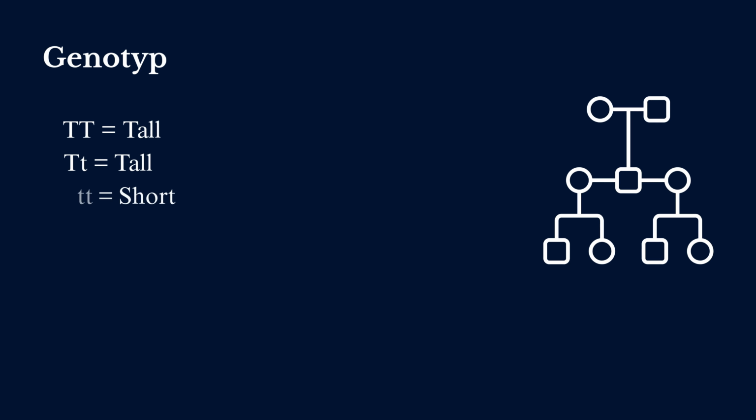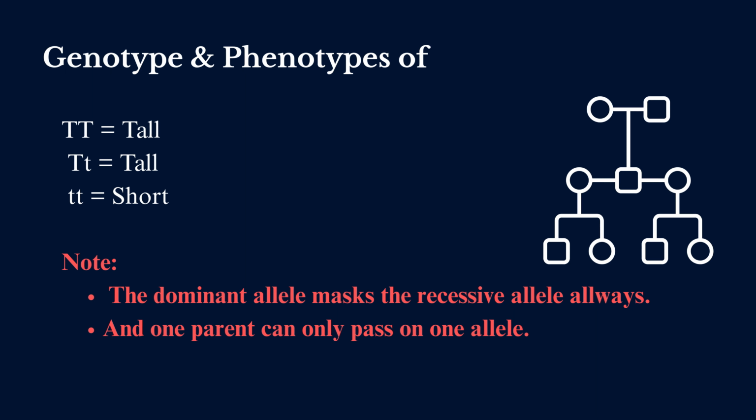So a pea plant with the genotype 2 uppercase T is tall. A plant with 1 uppercase T and 1 lowercase t is also tall because the dominant allele masks the recessive one, and only a plant with 2 lowercase t is short.